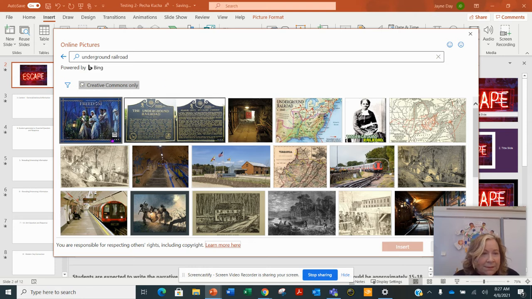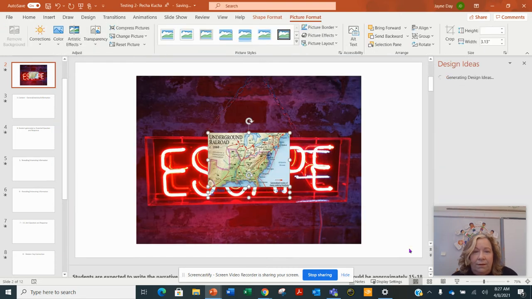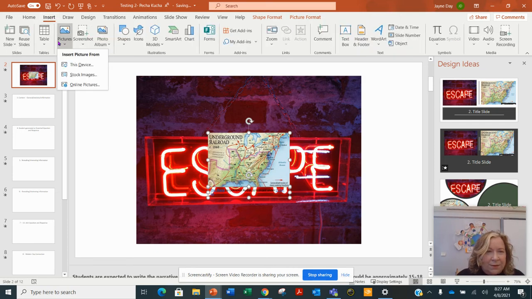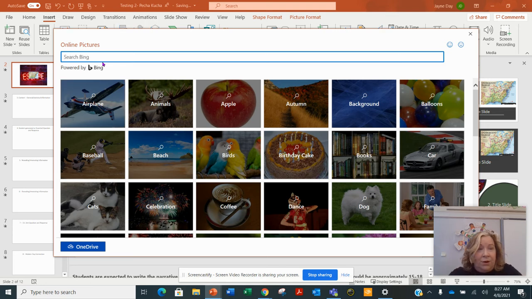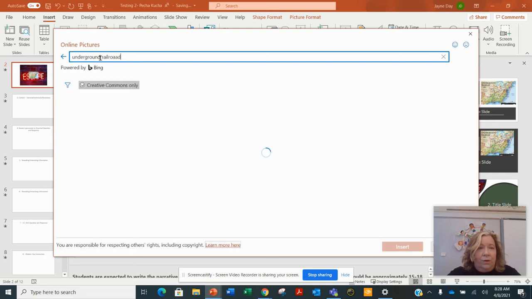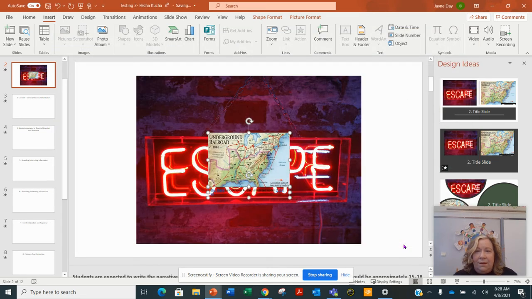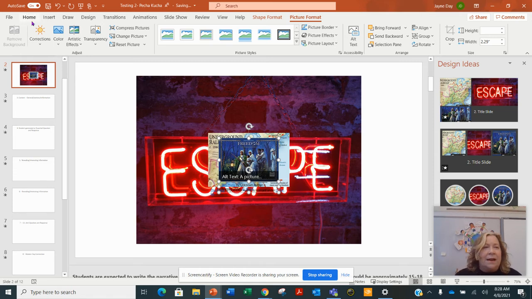Look, I've got maps. I've got people. I could do any of those. I kind of like that one. Okay, again, I'm not playing, but what I want you to see is look what the design is doing over here. It's giving me some different ideas. You know, I saw another picture with the Underground Railroad that might be kind of a neat thing to put here. So I'm going to just type Underground Railroad again. Okay. Kind of like this one too. I'm just going to grab that one. And again, noticing over here on the design, look at what it's doing. It's playing with the things that I'm putting on there.